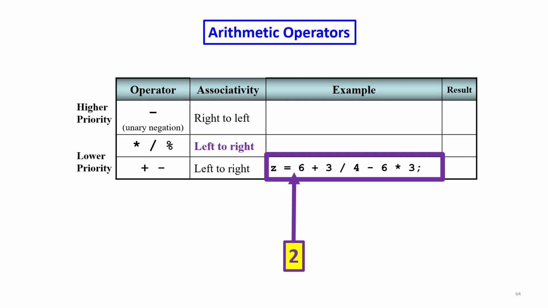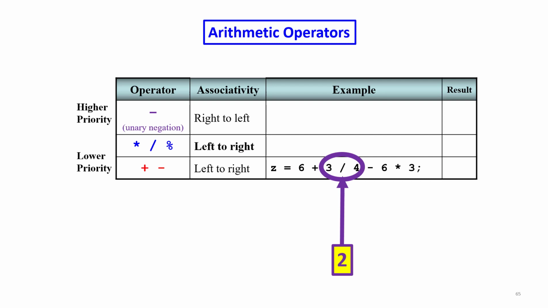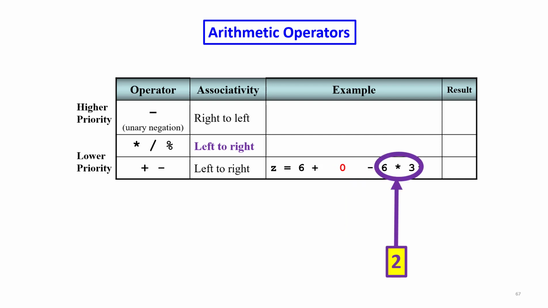Now the second pass. Moving left to right, looking for multiplication, division, or modulus, and it finds 3 divided by 4. But integer division with a result less than 1 is evaluated as 0. Now, moving right again, the compiler finds 6 times 3.